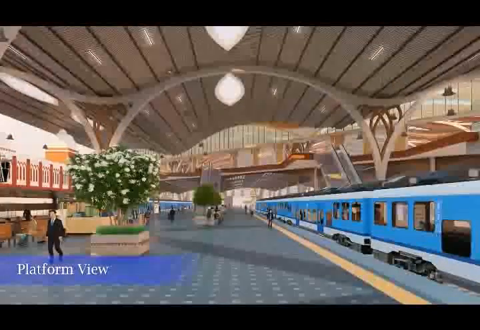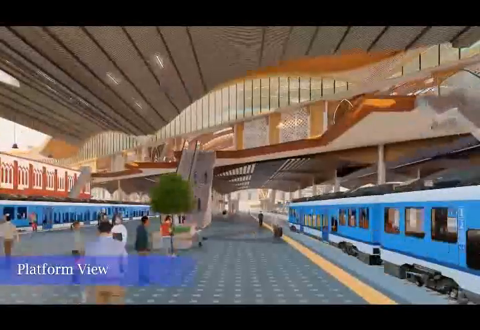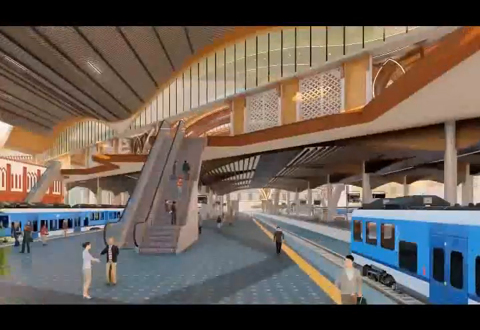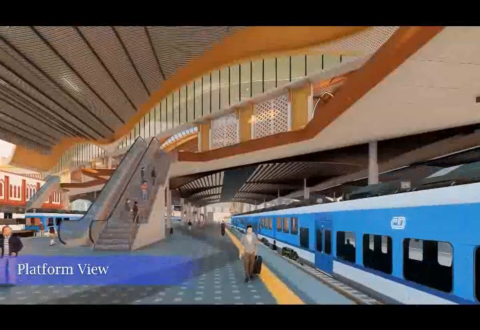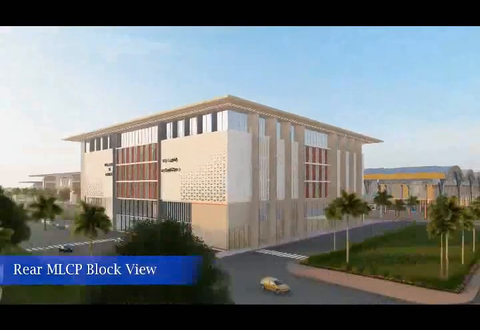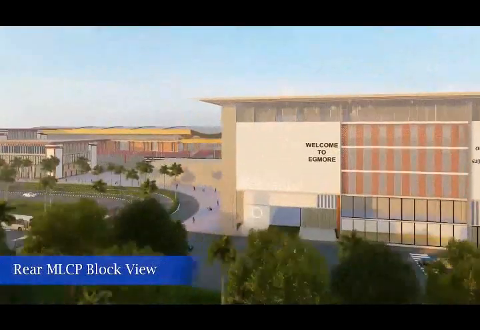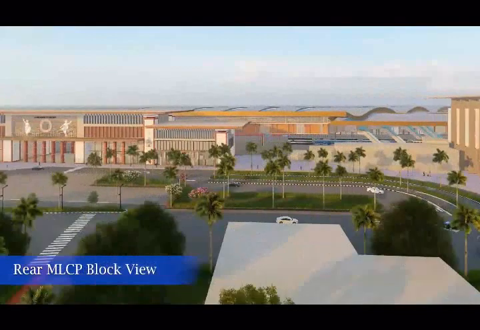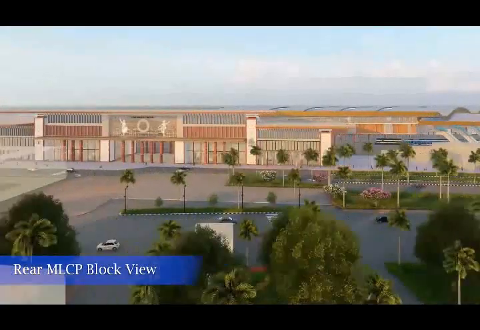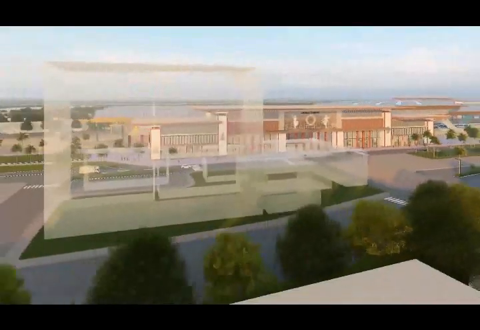This looks too sophisticated, but that is the standard now that India is following. Some stations have been developed to that level. MLCP means multi-level car park. There are two multi-level car parks.